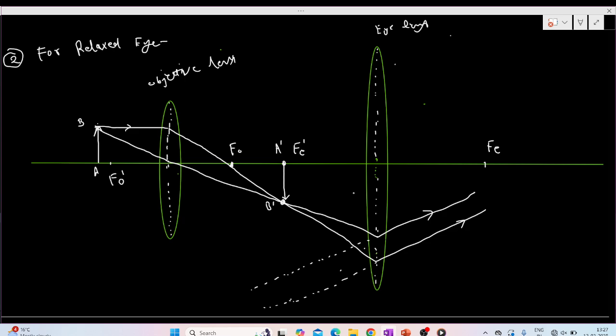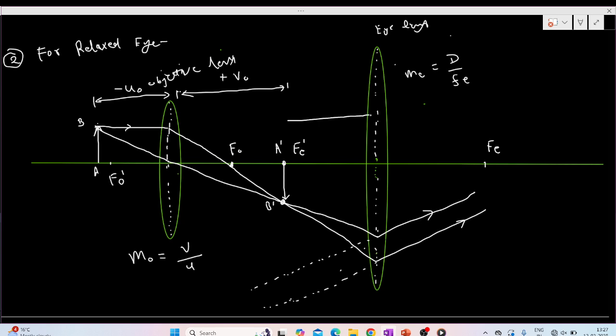In this situation, the magnification of the eye lens is given by D upon Fe. And in the same way, the magnification of the objective lens is given by V by U. And you have to keep in mind, this distance is minus UO. So take it minus UO. In the same way, this distance is plus VO. You have to take plus VO. Also, this distance A dash B dash works as the object for the eyepiece. So this should be the distance of the object from the eye lens. And the image made by the eye lens is at infinity. So you don't need to take that because it's infinity. We already know that.